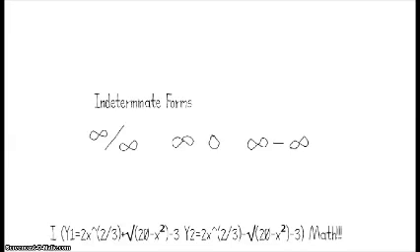Hi! This is on indeterminate forms and application to L'Hopital rules. We're going to go over infinity over infinity, infinity times 0, and infinity minus infinity. So let's get started. When we're dealing with these forms, there's one approach that I'm going to show you, and I'm going to go ahead and write down the form now.